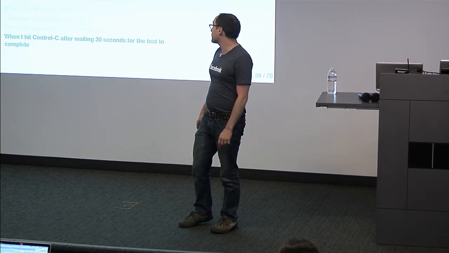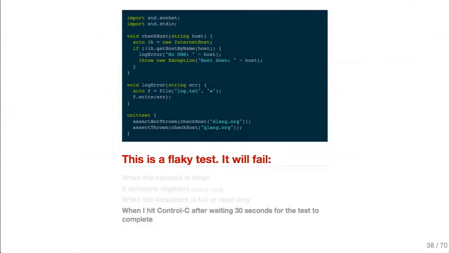Another time this test is going to fail is when I hit Control-C, because this test takes 30 seconds to run. How many of you have run tests that take like 5, 10 minutes to run? Everybody has. It's one of the worst experiences. These tests are not terribly useful. They might be useful, like I said, for smoke tests that are run automatically once a day or something. But no engineer wants to sit there waiting for 10 minutes for a test to finish. Nobody wants to do that.